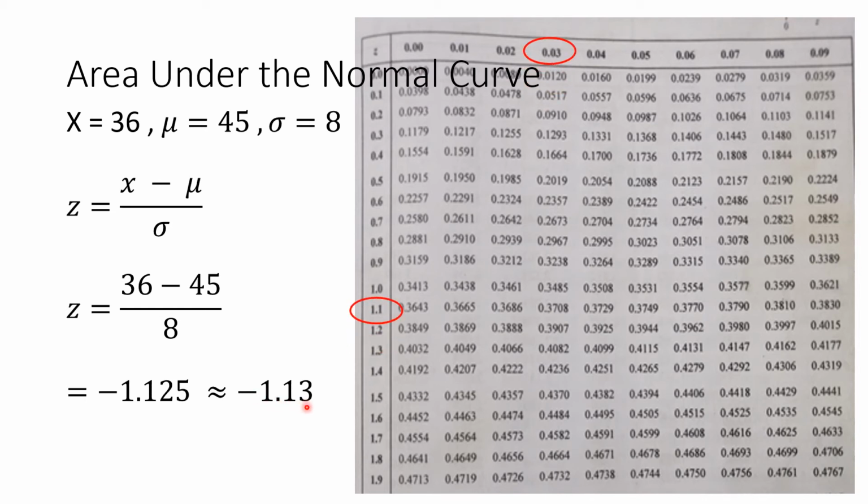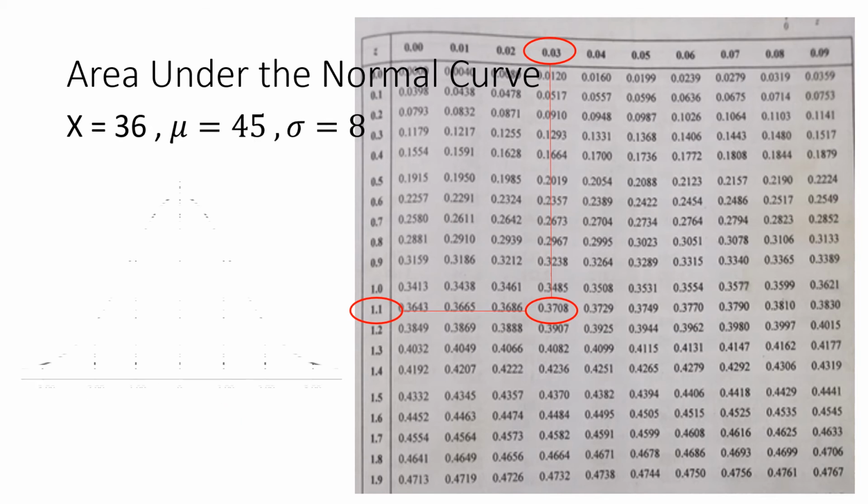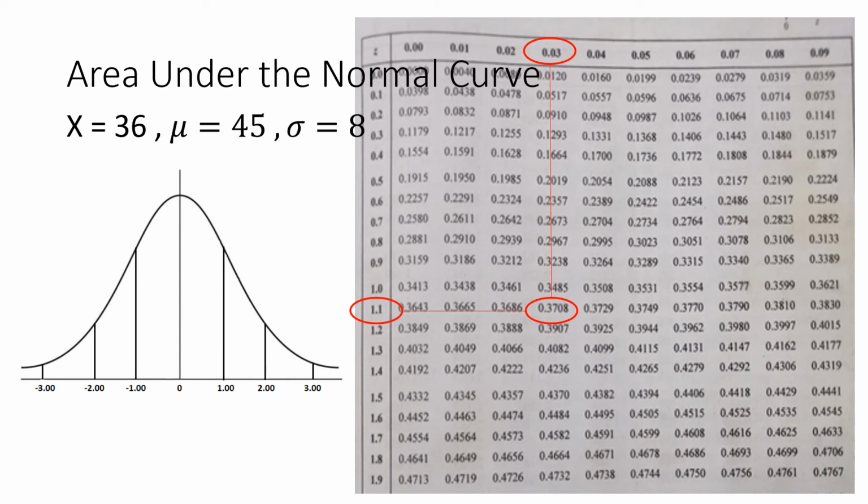So the area bounded by 1.13 is 0.3708. The negative sign only implies that our curve or our area is on the left side of the mean. So this is our curve, and then the boundary and the area. And this shaded area or colored area is equal to 0.3708.